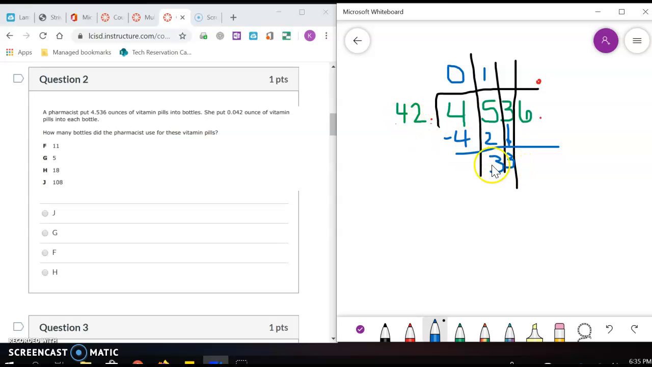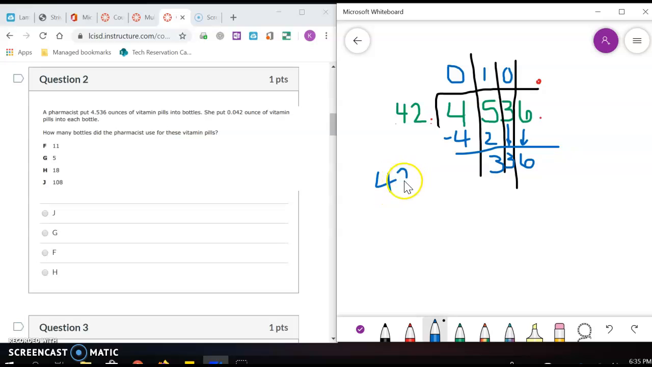Now I'm looking at 42 going into 33. Well, that can't happen. 33 is smaller than 42. So I'm going to add a 0 to that place. Now I get to bring down my 6, and I'm looking at how many times 42 will go into 336. Well, if I round, think about 4. 4 would go into 32 8 times. So I have 42 going into 336, which is pretty close to that.